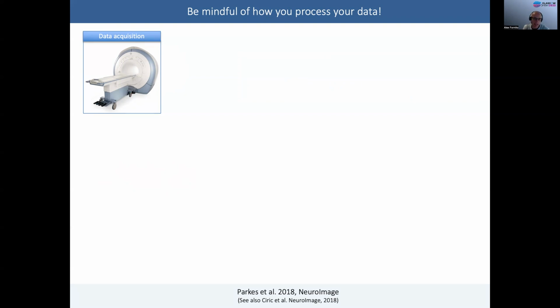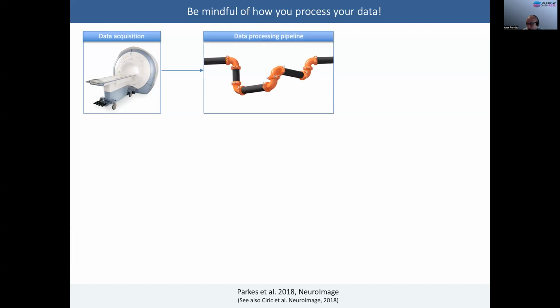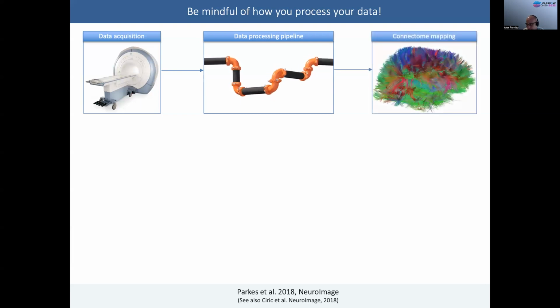With diffusion MRI, again, you could choose multi-shell or single shell. You need to determine the number of directions, the number of B values, again, spatial and temporal resolution parameters, and so on. Then we acquire those data and we pass them through some processing pipeline designed to extract the information we want and minimize noise as much as possible. And then we build a connectome map.